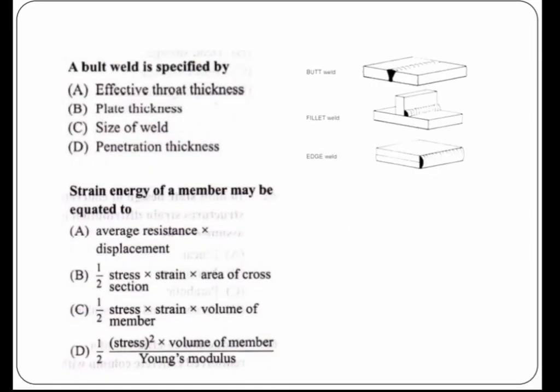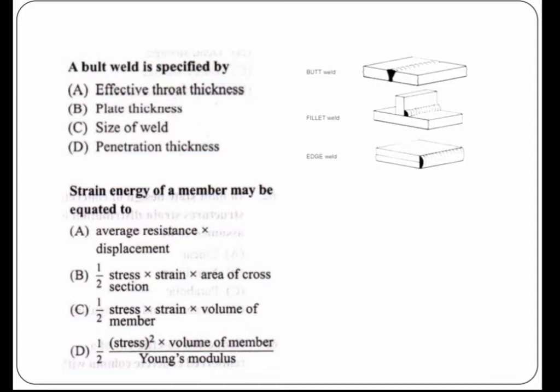A butt weld is specified by effective throat thickness, plate thickness, size of weld, or penetration thickness. As you can see in the right hand diagram, there are various types of weld. Number 1 is butt weld, number 2 is fillet weld, and number 3 is edge weld. The correct answer for this question is effective throat thickness, option A. Now proceeding to the next question.